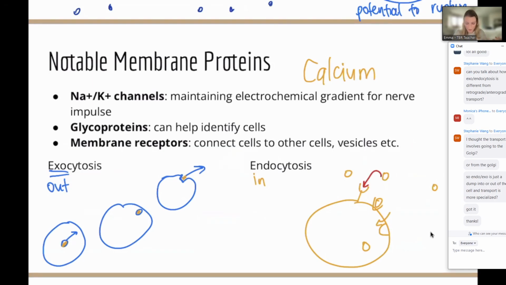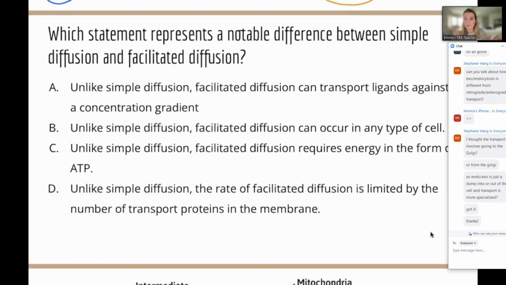All right, so a little review question for us. I hope these review questions are helpful just to break up your thinking. Which statement represents a notable difference between simple diffusion and facilitated diffusion? A: Unlike simple diffusion, facilitated diffusion can transport ligands, which is basically solutes, against a concentration gradient. B: Unlike simple diffusion, facilitated diffusion can occur in any type of cell. C: Unlike simple diffusion, facilitated diffusion requires energy in the form of ATP. D: Unlike simple diffusion, the rate of facilitated diffusion is limited by the number of transport membranes in the protein. A, B, C, or D.